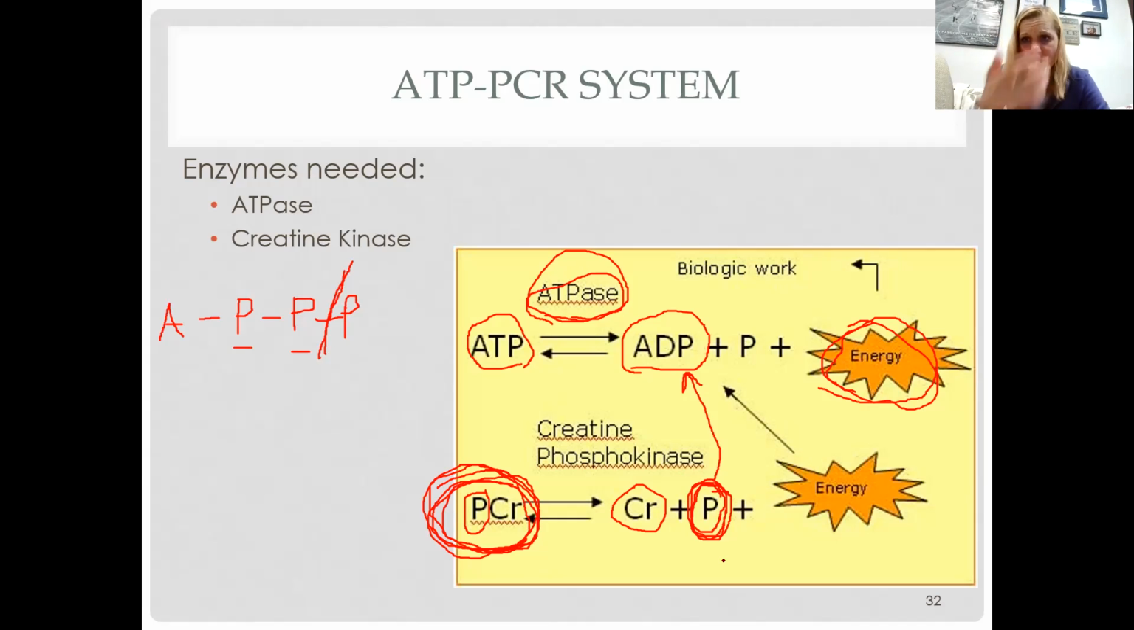We'll talk in greater detail about ergogenic aids a little bit later in this course, but this is just one example of how that ergogenic aid, how that supplement, actually works within the systems.